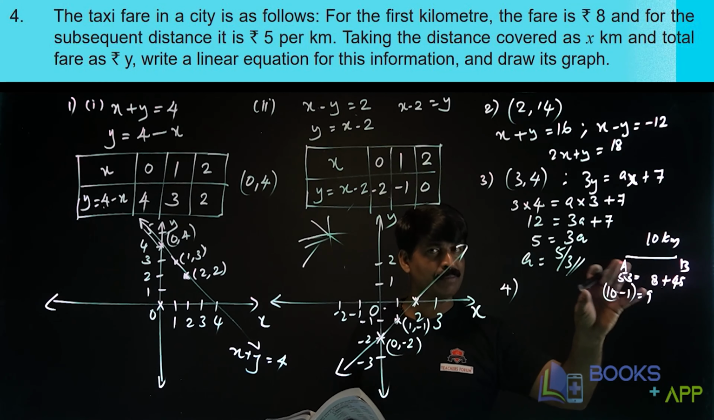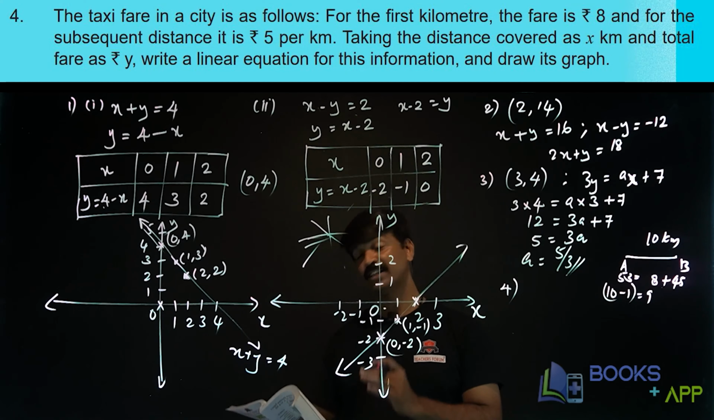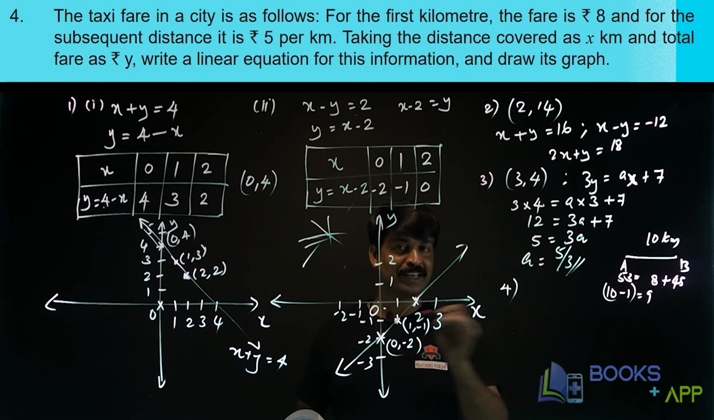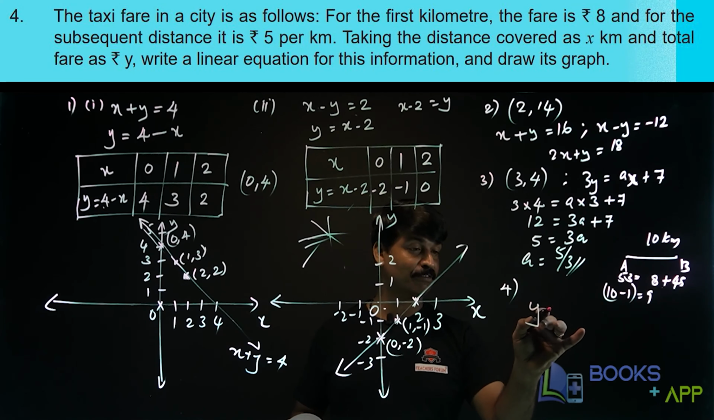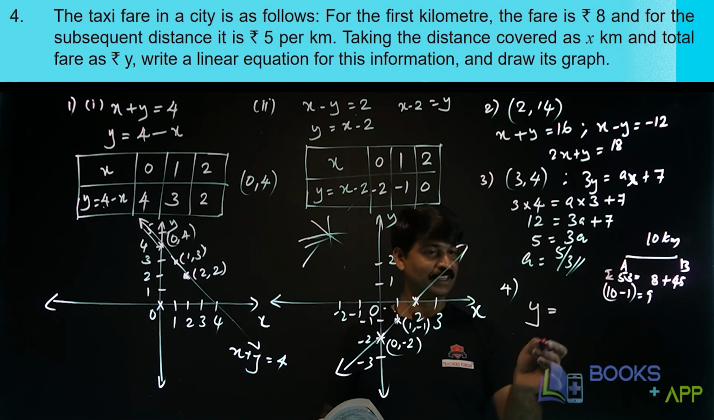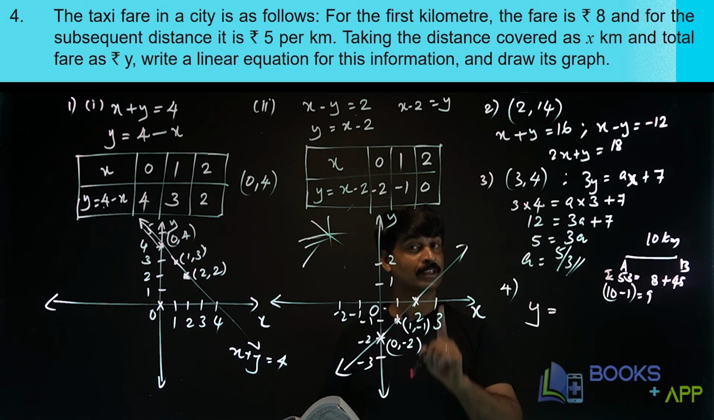Using this same idea, how can you solve this problem? You see, here the total distance traveled is x kilometers and the total fare is y. Here the total fare is 53. So what is the total fare? Total fare is y, so rupees y, here rupees 53. Rupees y is equal to what? 8. That is the fixed fare for the first kilometer.